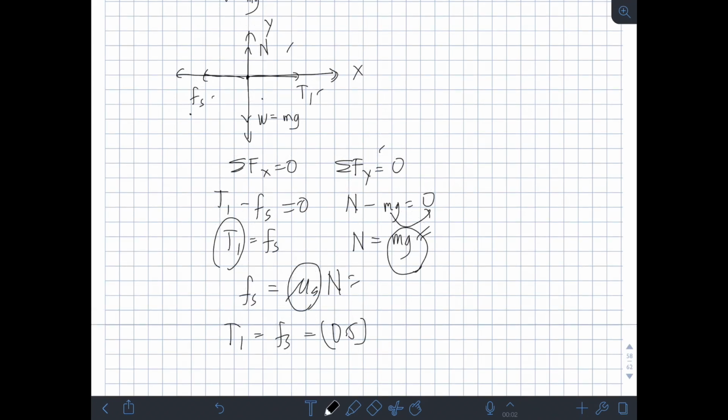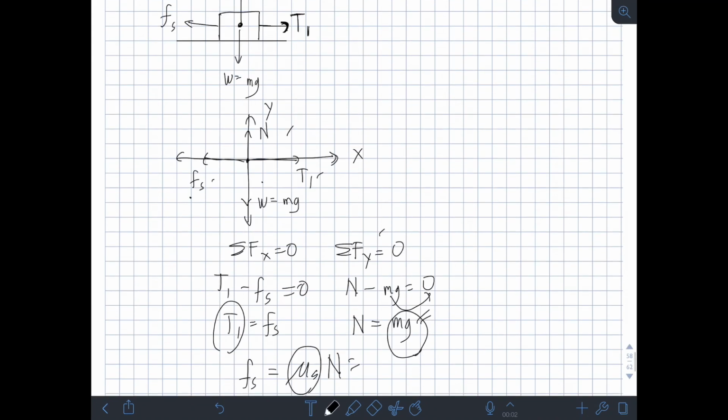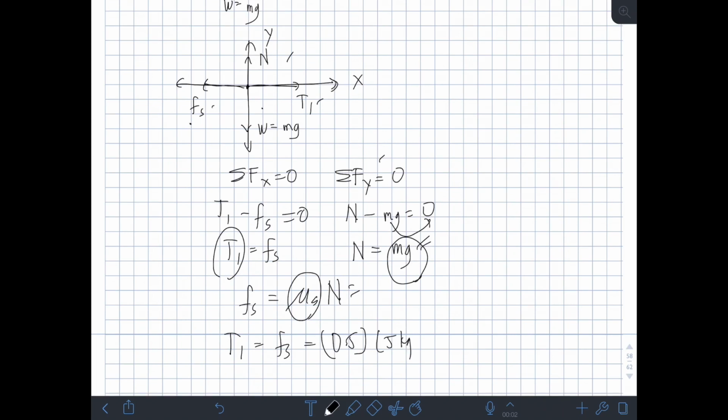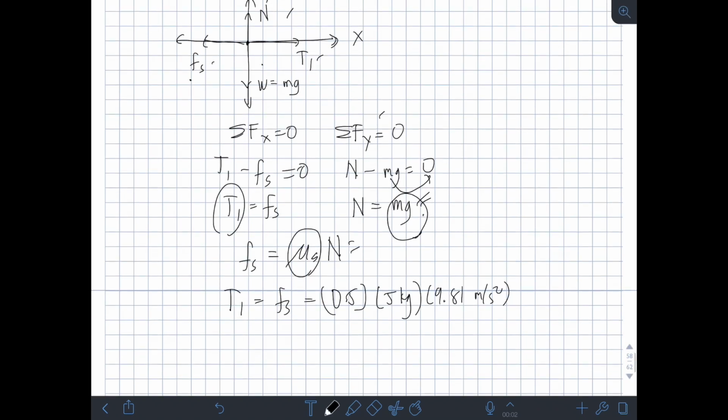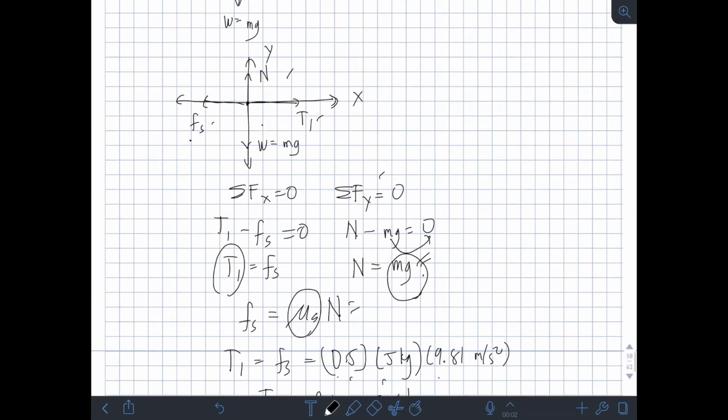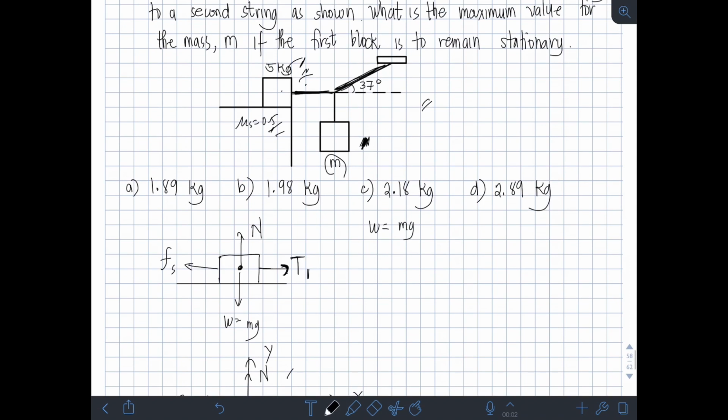So, yung mass natin na given sa block is 5 kg, right? So, times 5 kg, then yung acceleration due to gravity is 9.81 meter per second square. So, masasolve natin yung tension 1, this time by multiplying 0.5 times 5 times 9.81. So, ilan to? 24.525 Newton. Okay? Ngayon, gagamitin natin tong tension 1 para naman sa free body diagram nitong block 2.